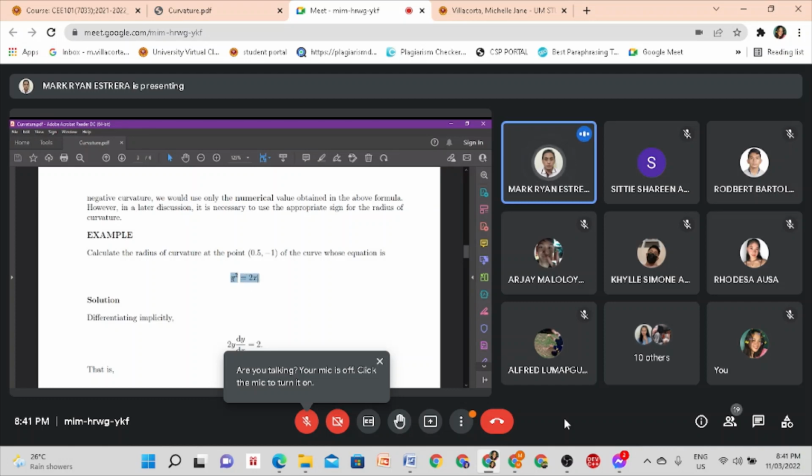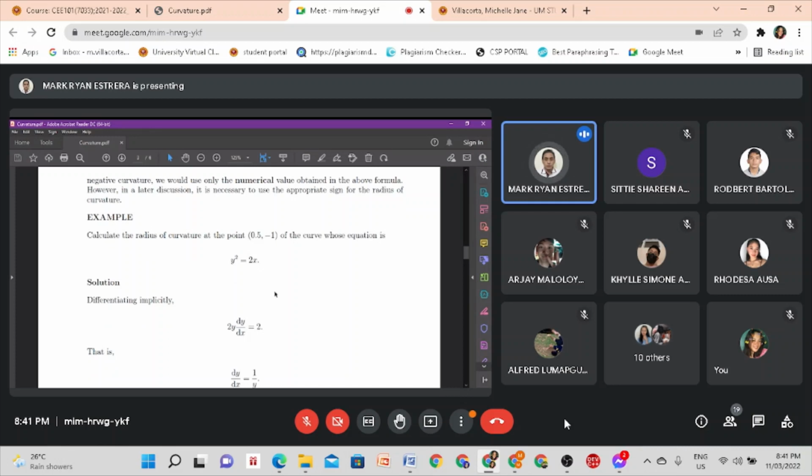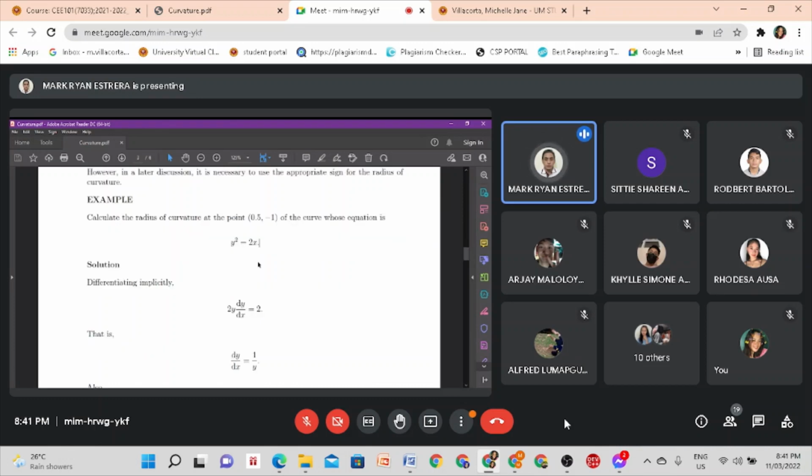Remember, in your basic mathematics, this is a parabola. You have this y squared, one variable with a power of 2, and the other with a power of 1. Meaning to say, it will give you a parabolic figure. Okay? So again, by the equation, as you could remember earlier, you are to derive it once and twice.